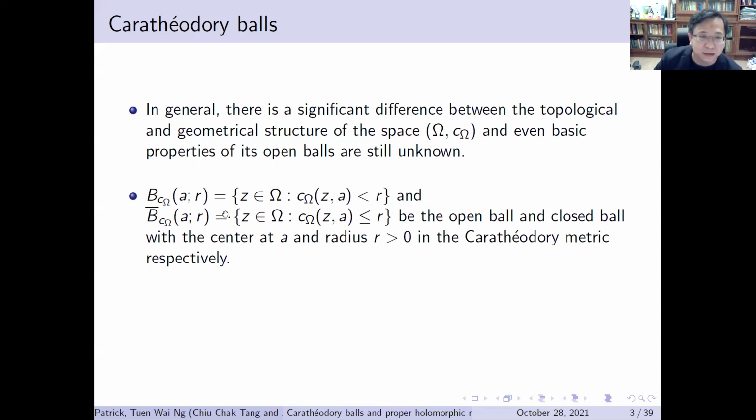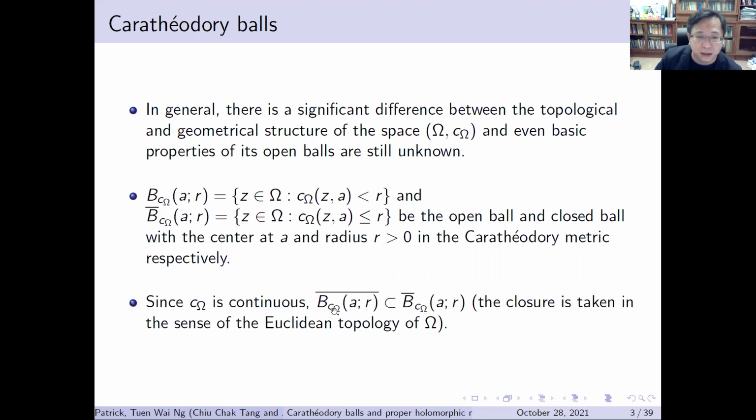Now, the problem that we are going to consider is related to open balls defined by this C_Omega. Here is our convention. This notation means the open ball with center a and radius r with respect to this metric, and B bar stands for the closed ball. It is not difficult to check that, because this metric is continuous, if you take this open ball and take the closure with respect to the usual topology of the complex plane, then this set is a subset of the closed ball. So one natural question is whether these two are the same.